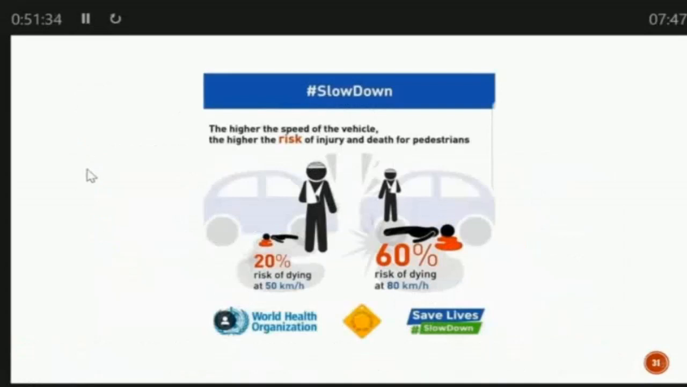Why is sensor networking and fog computing important within the transportation system? This is one of the reasons. The World Health Organization suggests that if you're driving above 50 km per hour, the risk of dying is 20%. If it is above 80, the risk of dying is 60%. So it's a huge difference.